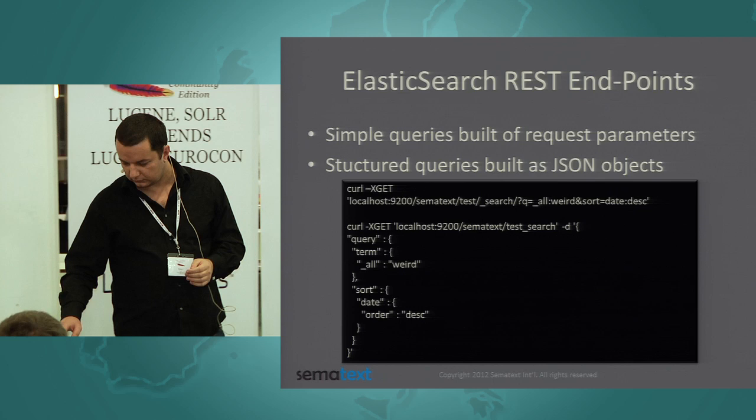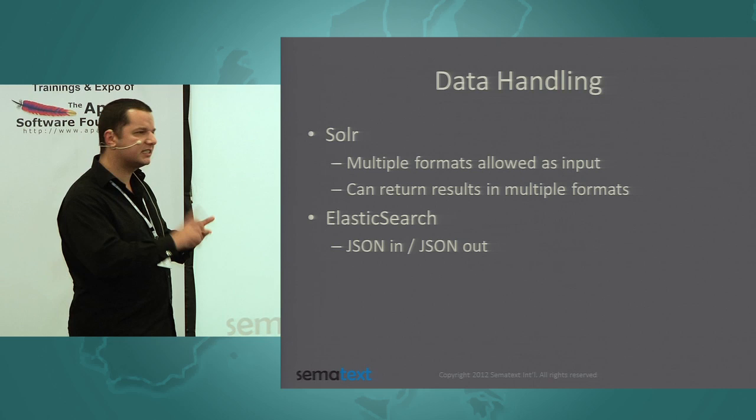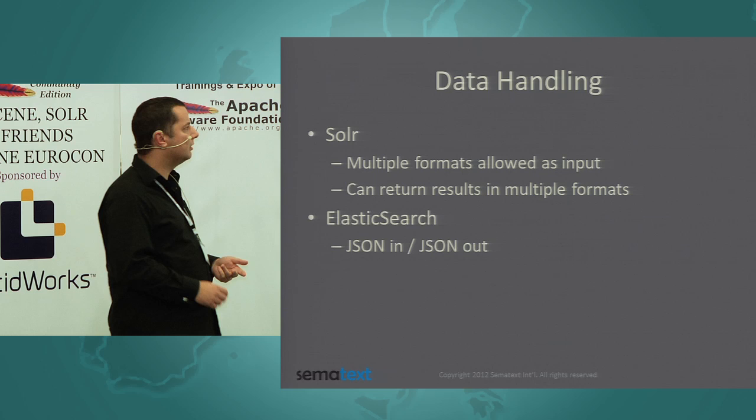Data handling. Solr allows multiple formats as input and can output results in multiple formats. If you want XML, if you want JSON, if you want comma separated values, you can do that in Solr. That's not a problem. In Elasticsearch, things are simple. JSON in, JSON out.